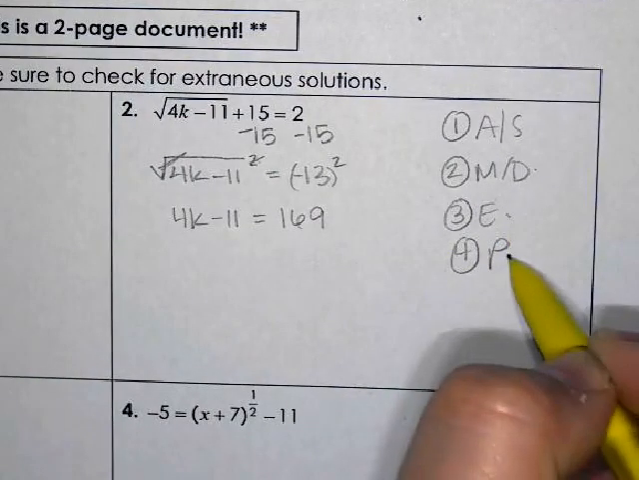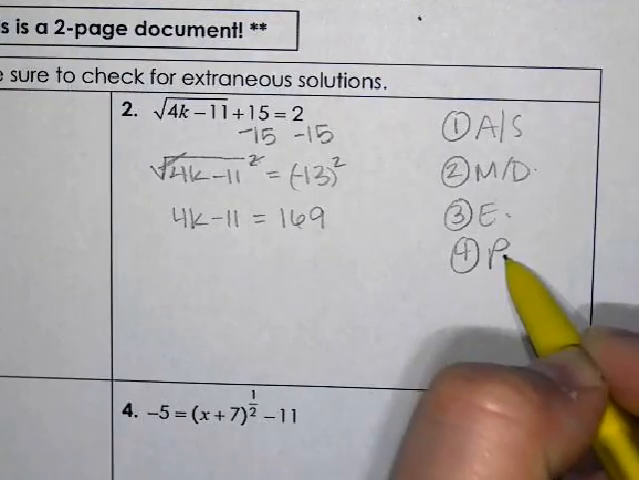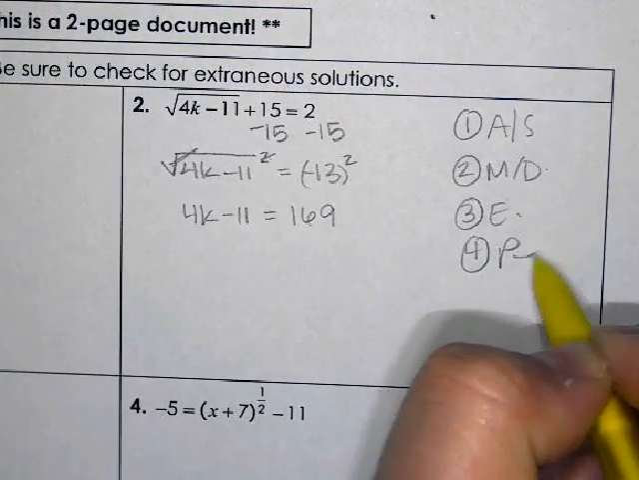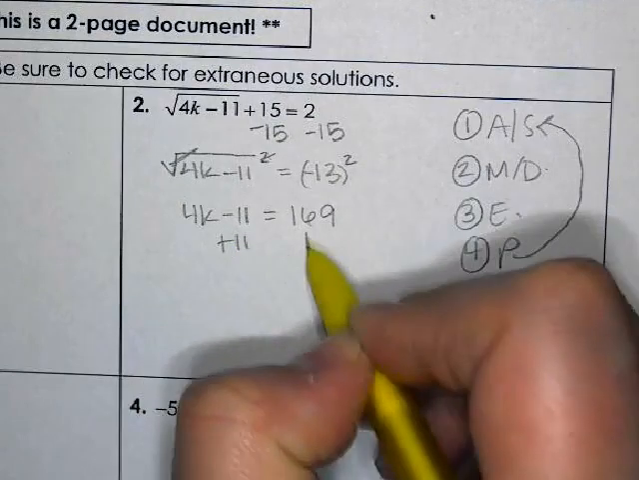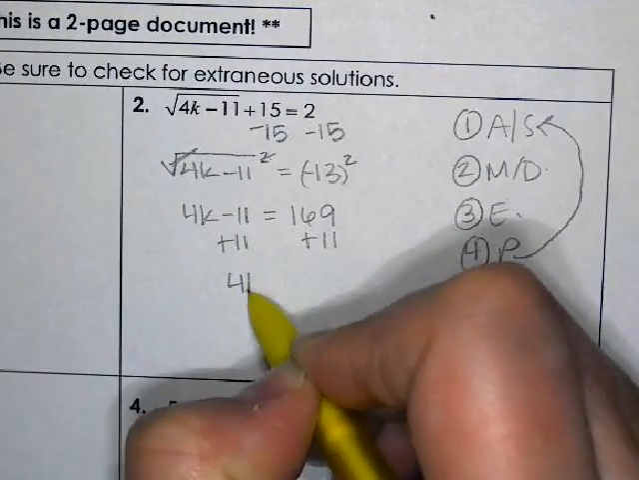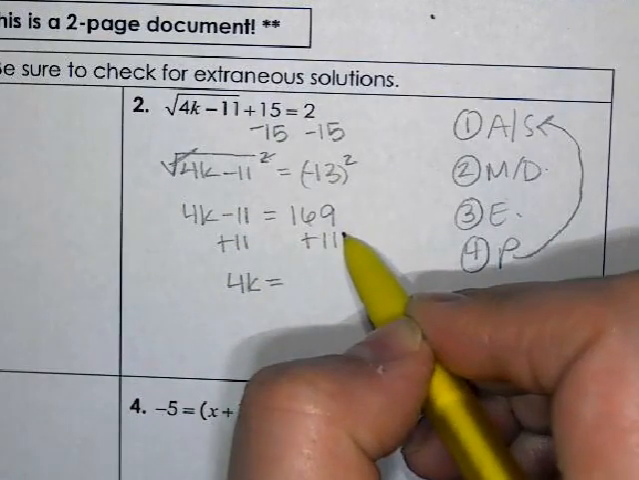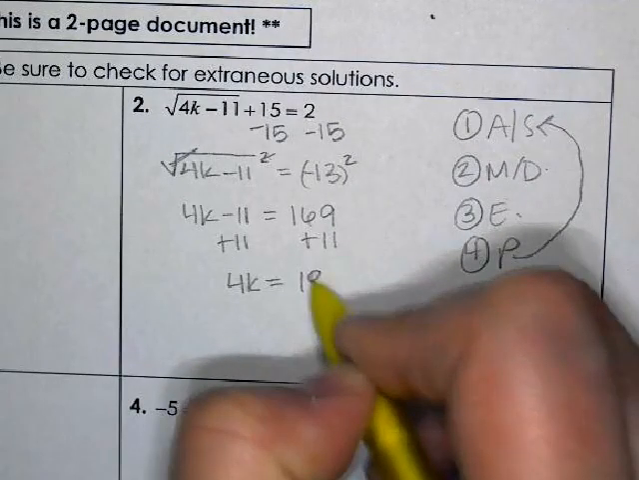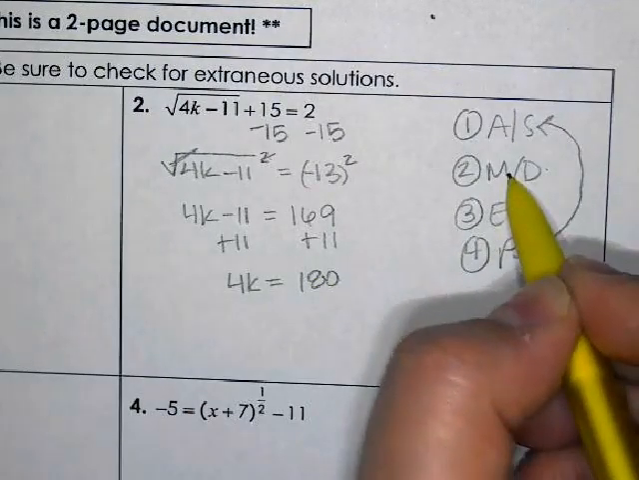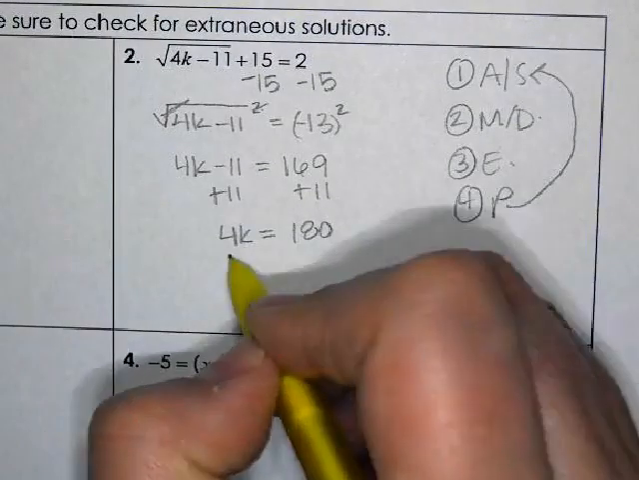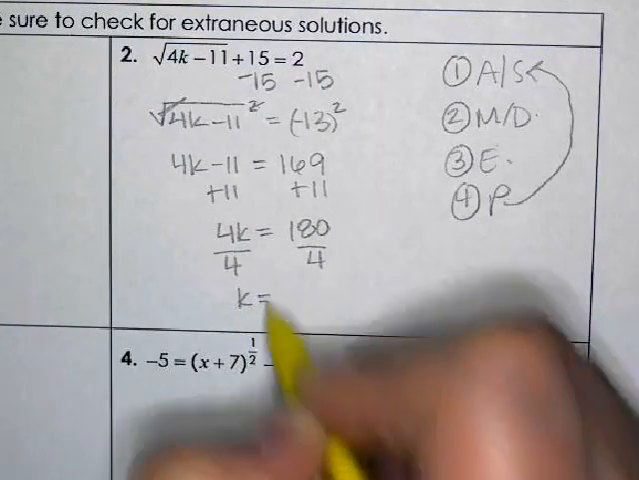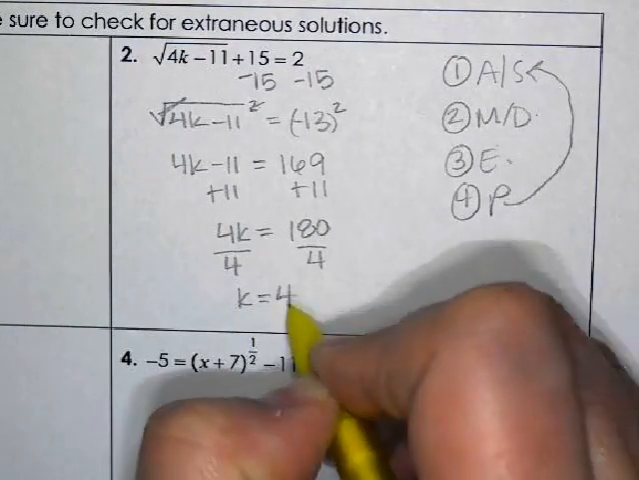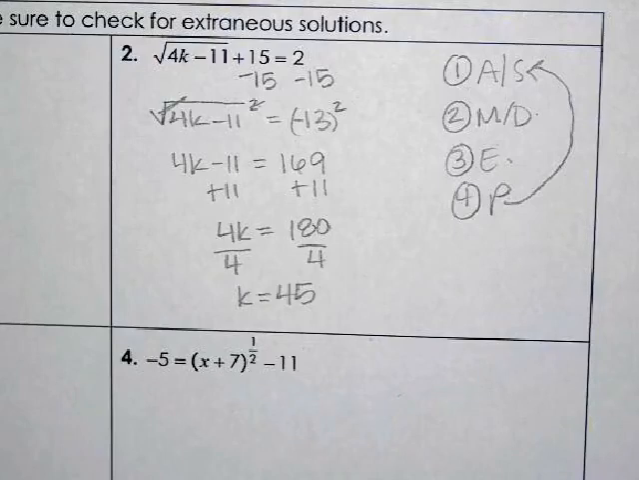And then now we've gotten inside the grouping symbols. They weren't parentheses in this case. It was the inside of the square root. But now we're going to go back to the beginning. We're going to add the 11 over to the other side. What is 169 plus 11? 180, okay. And now we can multiply or divide something to the other side, and you guys said divide by 4. So k equals 45.